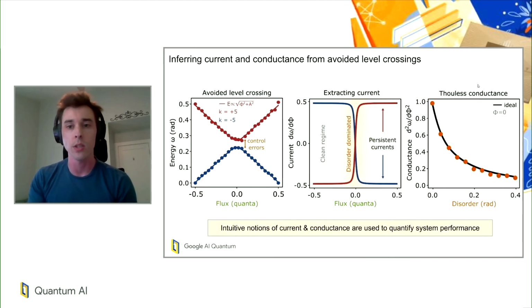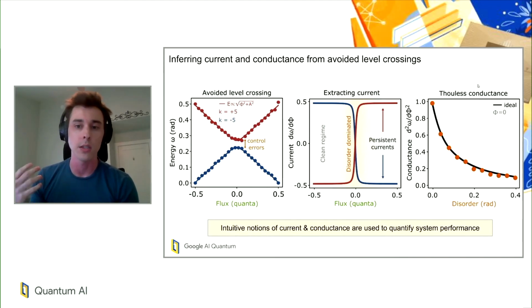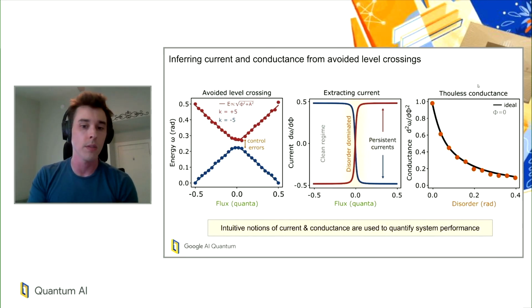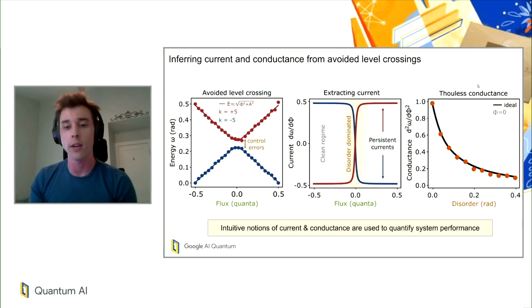If you compare the data, which is the dots, to the ideal value, you can see very accurate agreement between the experiment and the ideal behavior, which, in the context of an 18 qubit experiment with over 1,000 2 qubit gates, I think is quite an amazing demonstration. So again, we can use these intuitive notions of current and conductance and actually use them to quantify the system performance at scale.